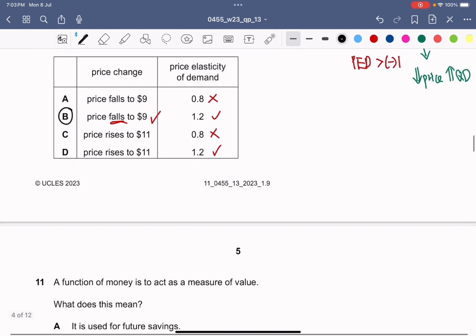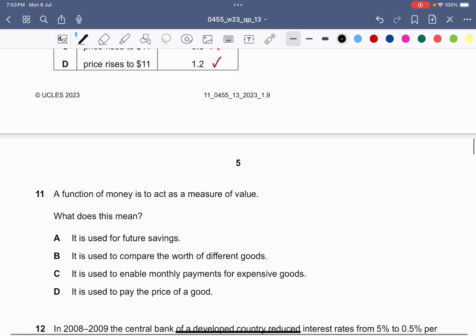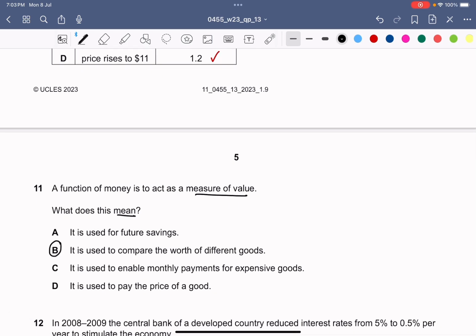So let's move on to 11. A function of money is to act as the measure of value. What does this mean? Money can measure market value of different goods, so we can compare the value of each goods. Yeah, so it's B, definitely.